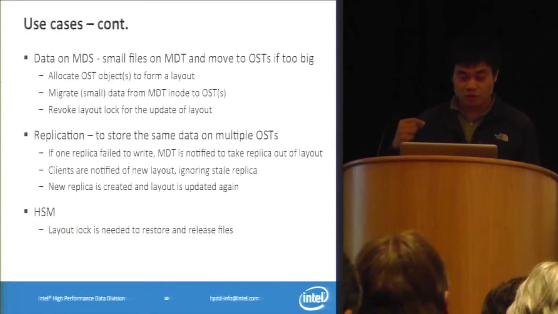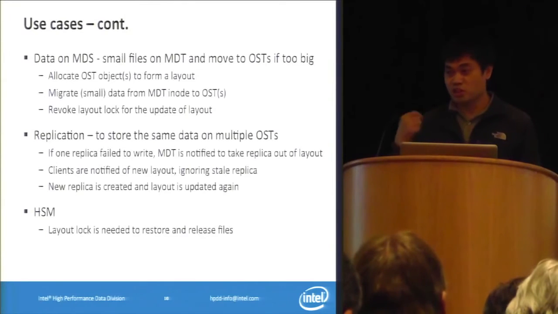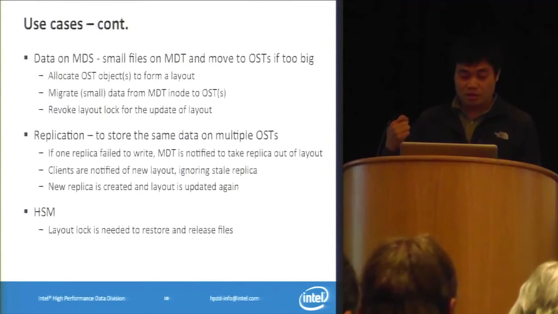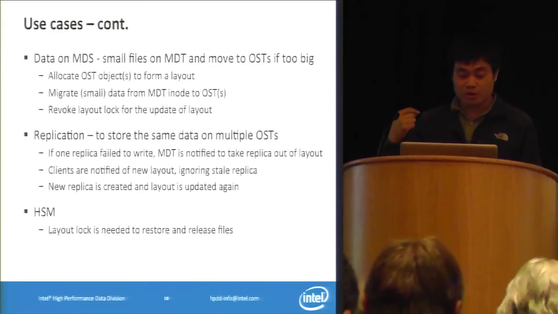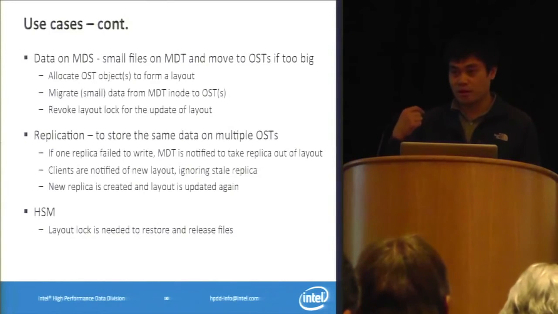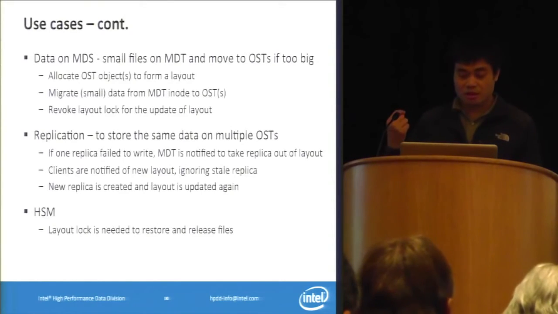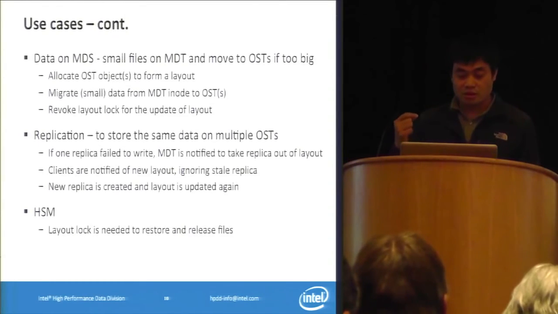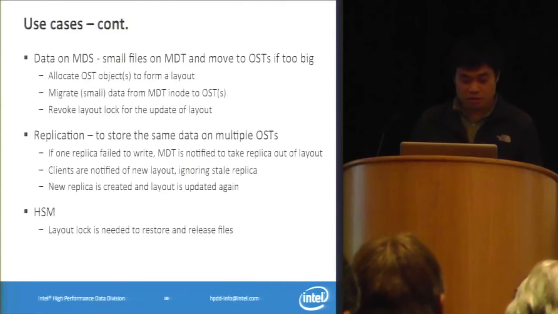Clients will be notified of this new layout because we take the stale replica out of the layout. Then a new replica will be created by dedicated clients, and the layout will be updated again so that we have 4 replicas for the object.